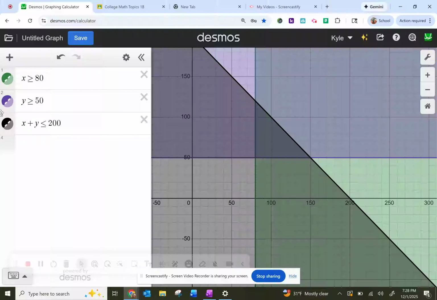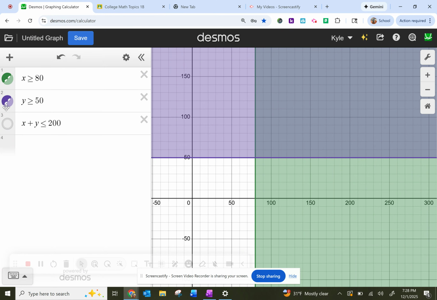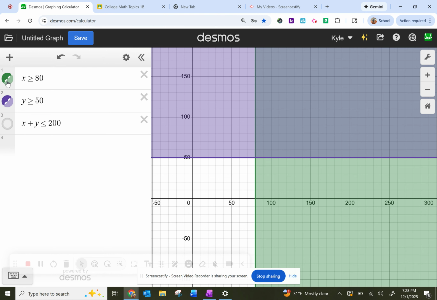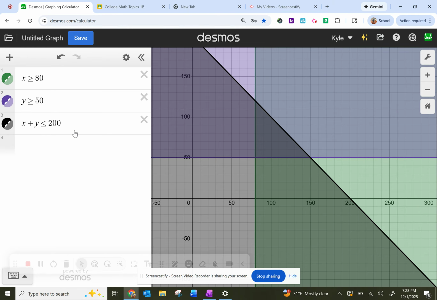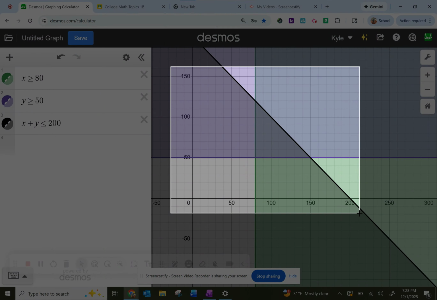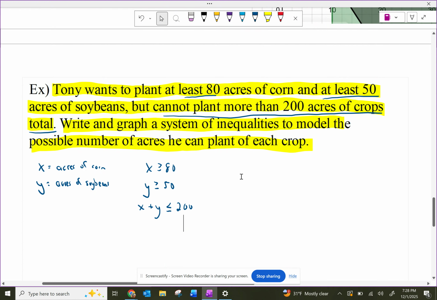So let's go in order here. This green region is my solution set to having the right amount of corn. The purple region is having at least 50 acres of soy. So again, we need to be in this purple region, but I have to have no more than 200 acres total. So I have to be under this black line. So really this triangle region is where all my solutions settle. And this is when the modeling systems become a little bit more useful because there's only so many solutions to the system. And now we can quickly and visually see where they all are.